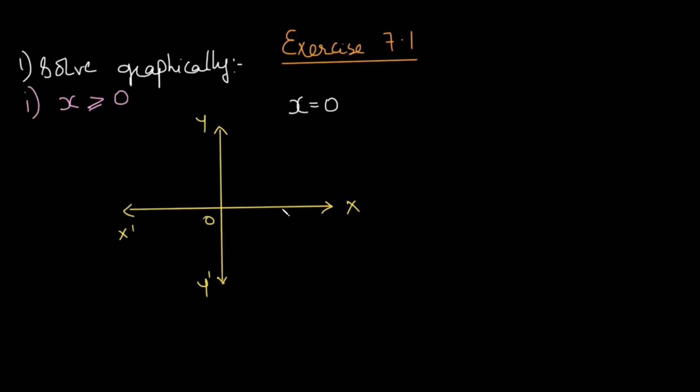Since x is greater than or equal to 0, all the values of x on the right side of the y-axis will come in our solution set. So as a result, the feasible region is this particular region, including the y-axis and the region to the right of the y-axis.